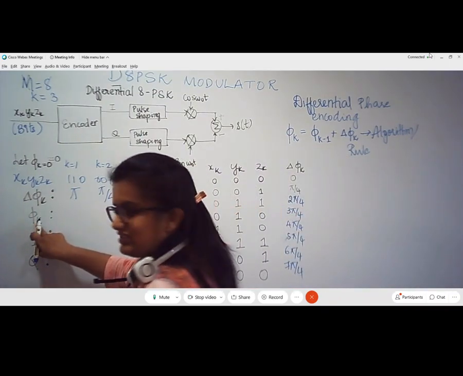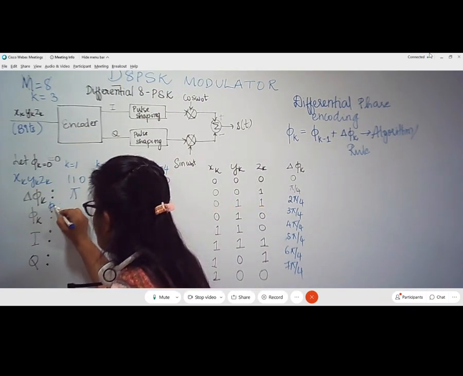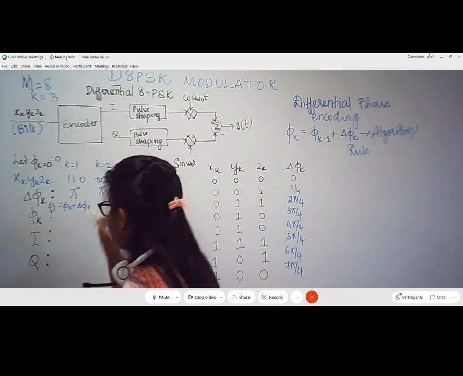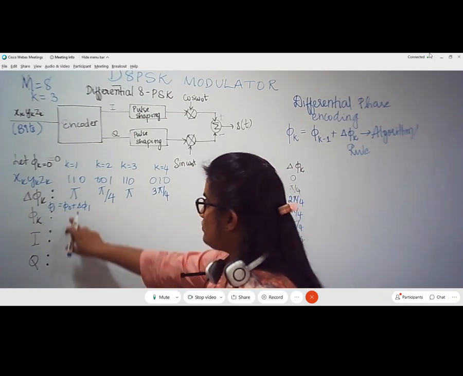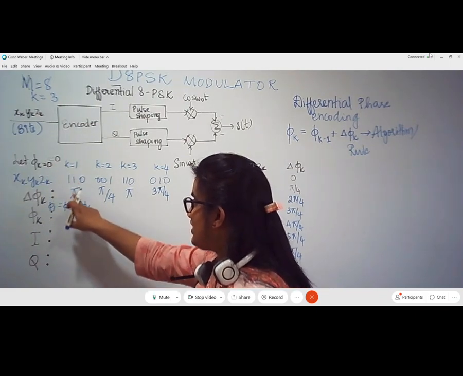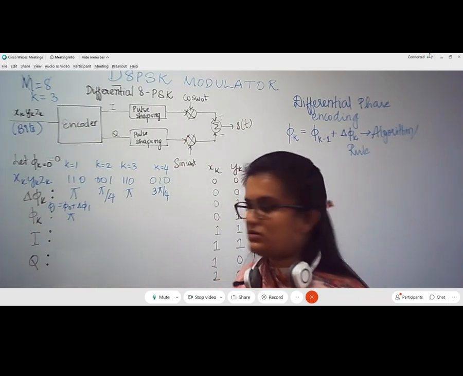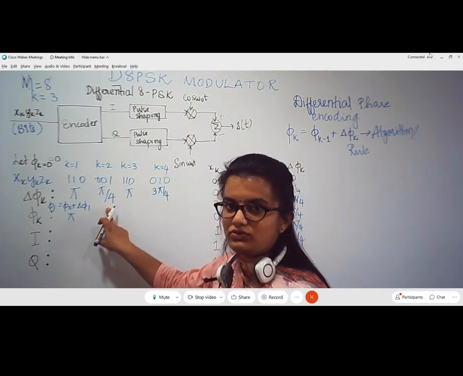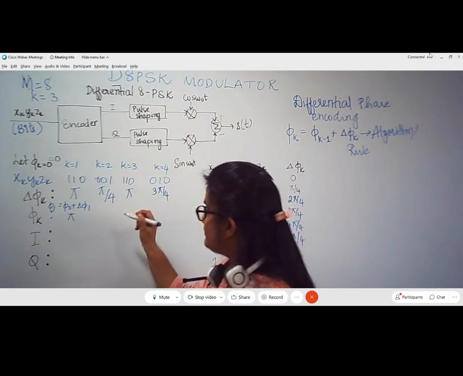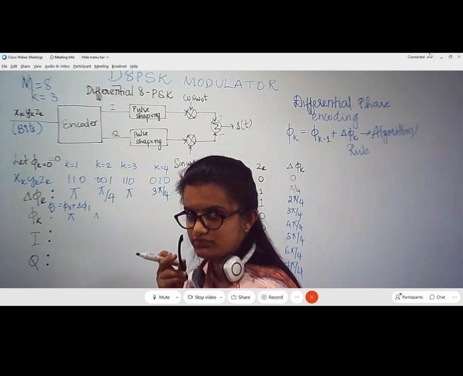So phase at this position when k is equal to 1, phi 1 is equal to phi 0 plus delta phi 1, right? So what is phi 0? I have assumed it to be 0 phase, and what is delta phi 1? It is equal to pi. So this will be equal to pi. Coming to the second, when k is equal to 2, phi 2 is equal to phi 1 plus delta phi 2.